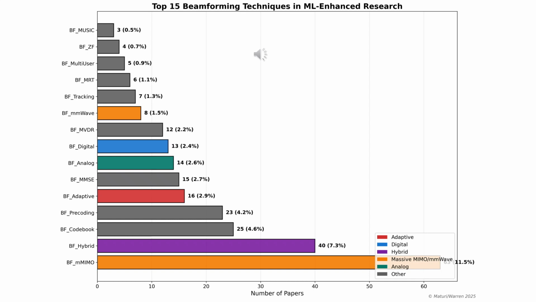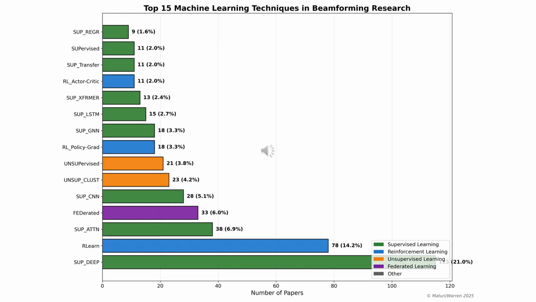Hidden opportunity. Adaptive beamforming shows only 16 papers, that is 3%, despite being the best ML fit. Hybrid potential. 40 papers or 7% combine analog efficiency with digital flexibility. These findings guide future investment opportunities. ML adoption reveals clear patterns.